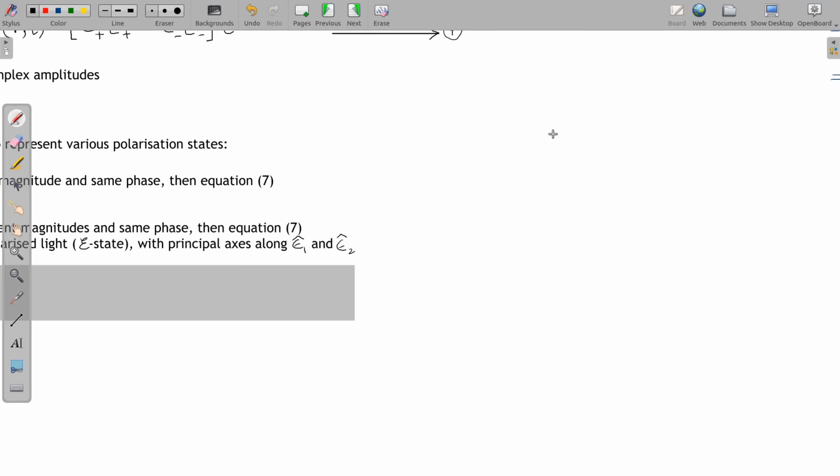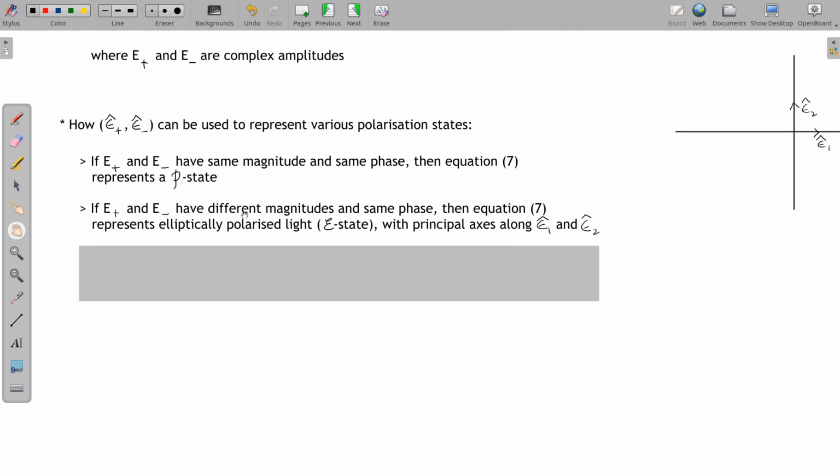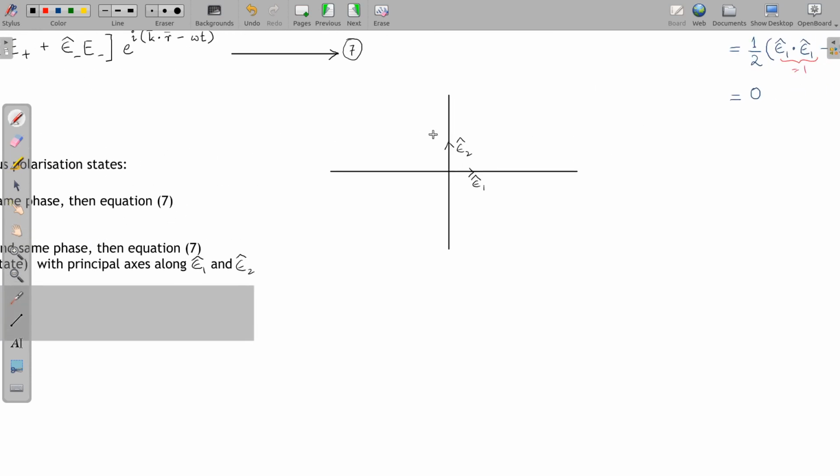So we could have something like this. Let us say we have this one direction, and this is another direction. So we have epsilon 1, let's say here, and we have epsilon 2 along this. So if E plus and E minus have different magnitudes but the same phase, then we will have elliptically polarized light with the principal axis along epsilon 1 and epsilon 2. So we'll have something like this.